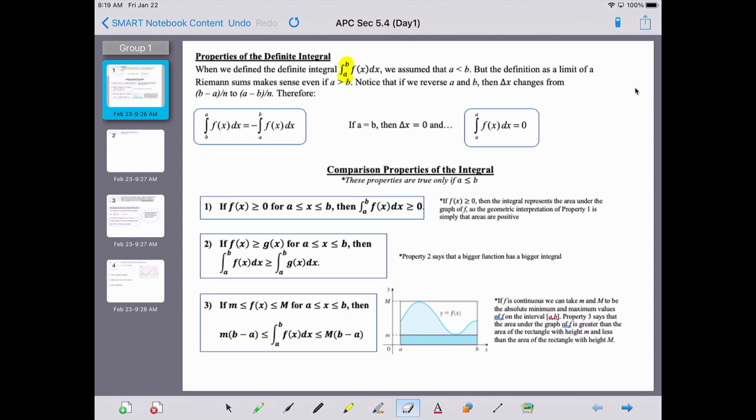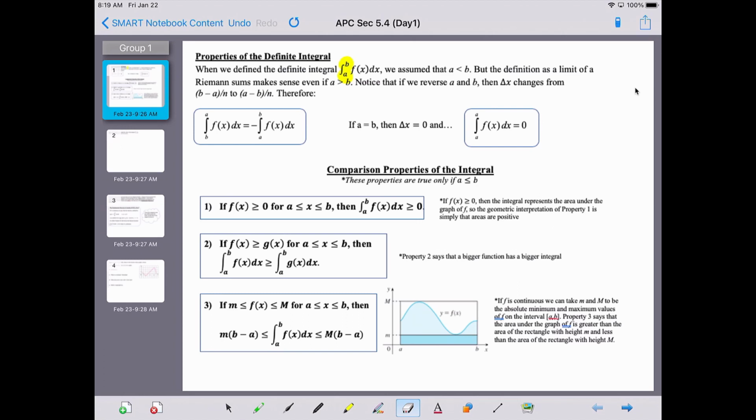We have three comparison properties of the integral that we're going to talk about today. The first one says that if f of x is greater than or equal to 0 for a less than or equal to x less than or equal to b, then the integral from a to b of f of x dx has to be greater than or equal to 0.